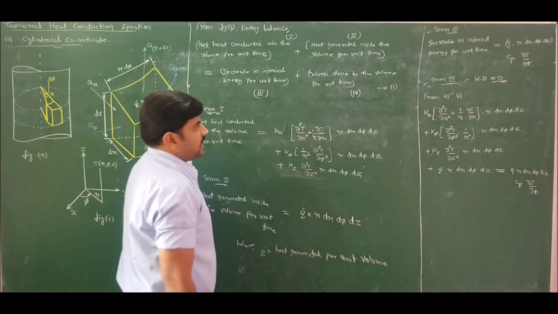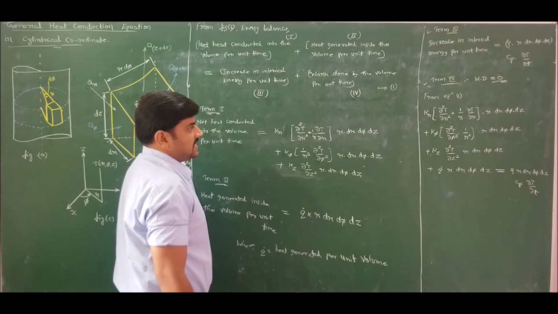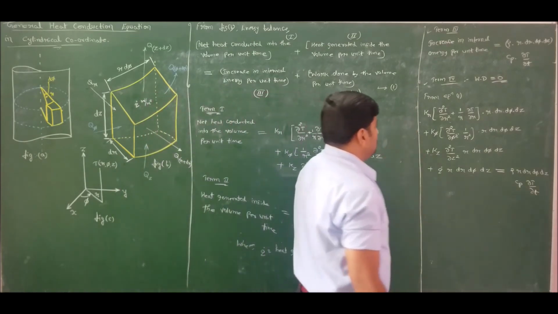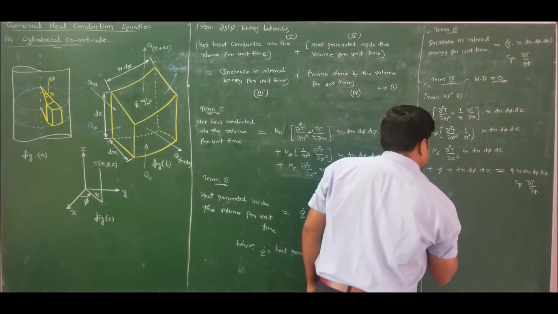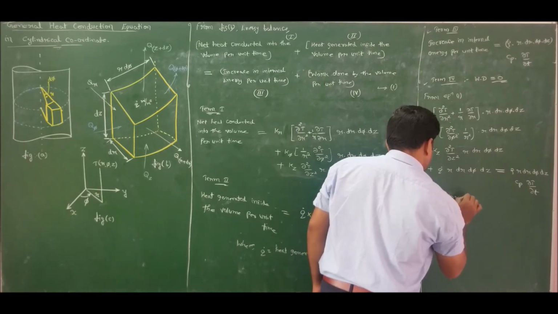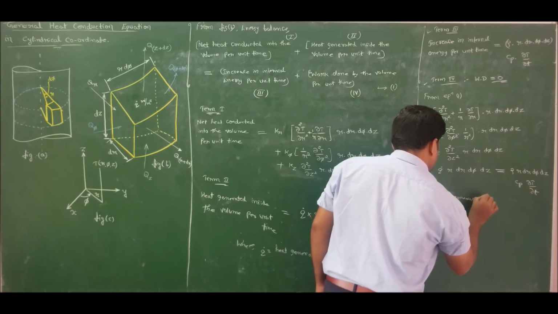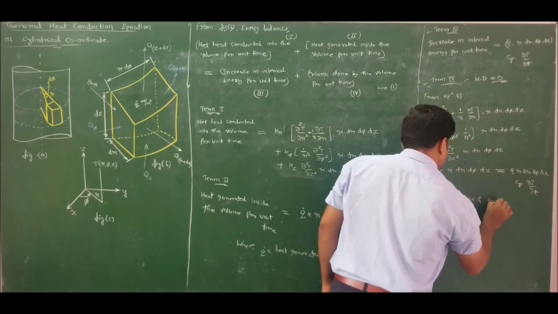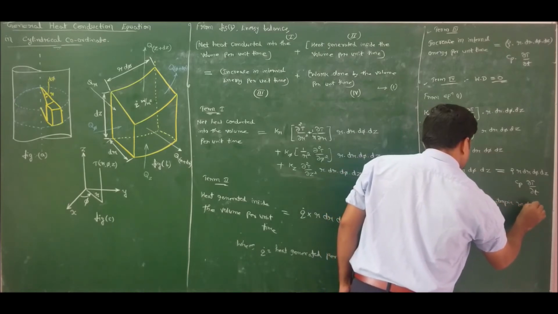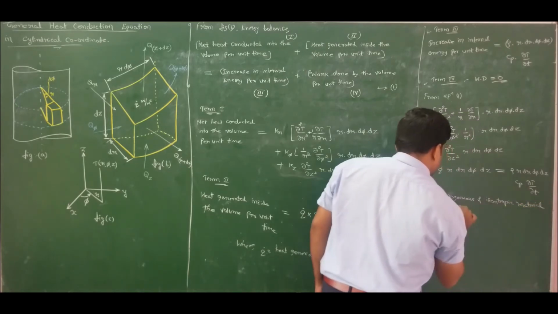So now throughout I can take r dr d phi dz common and cancel it off, and for isotropic material with homogeneous material properties we can write, for homogeneous and isotropic material, K is constant.